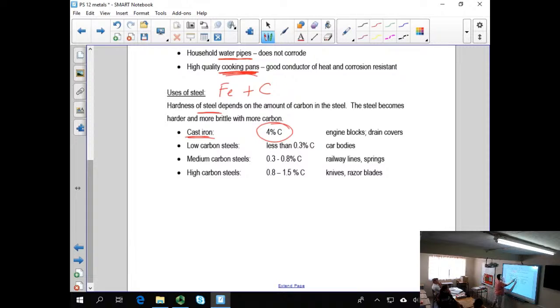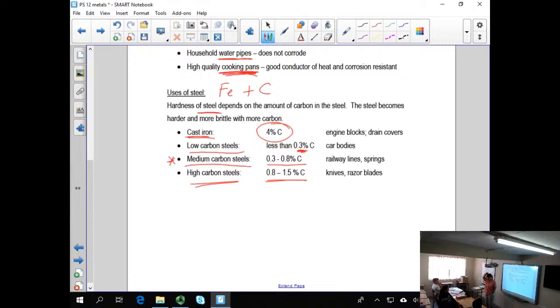If you remove some of the carbon and you've got less than 0.3% carbon, we get the steel we make car bodies from. Low carbon steels. Then medium carbon steels contain between 0.3 and 0.8% carbon. Railway lines, those metal tracks that the train runs on, are made from medium carbon steel. They must be fairly strong and rigid, but must it be so strong that it would be brittle and can snap? No.